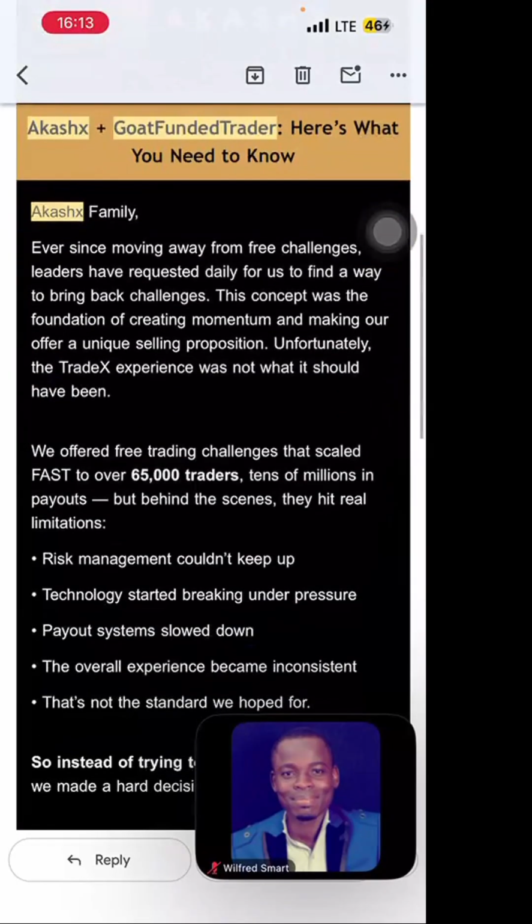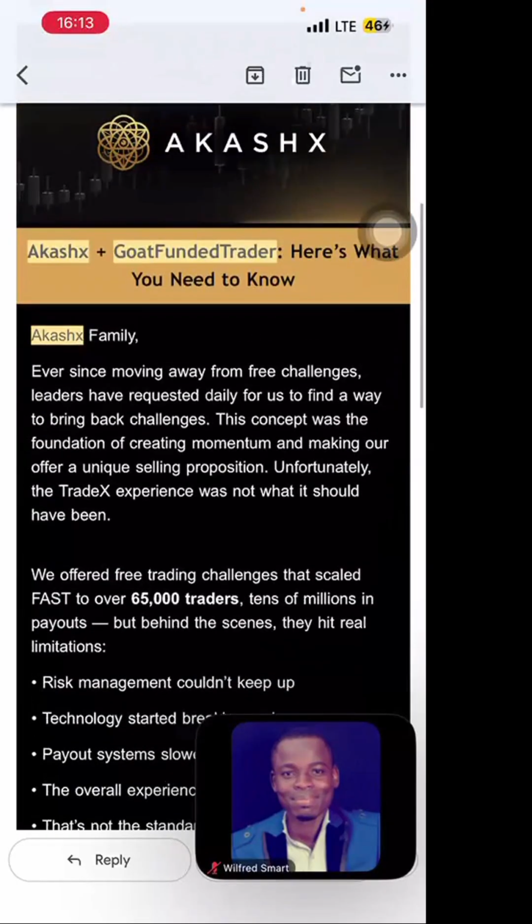They decided to partner with GoatFunded, meaning that anybody that joins Akashx from today, even old customers, they gave all of us $100,000 accounts. It simply means that anybody that joins Akash's Academy from today will get a $100,000 account. So what are you waiting for? Right. So now let me just show you guys.